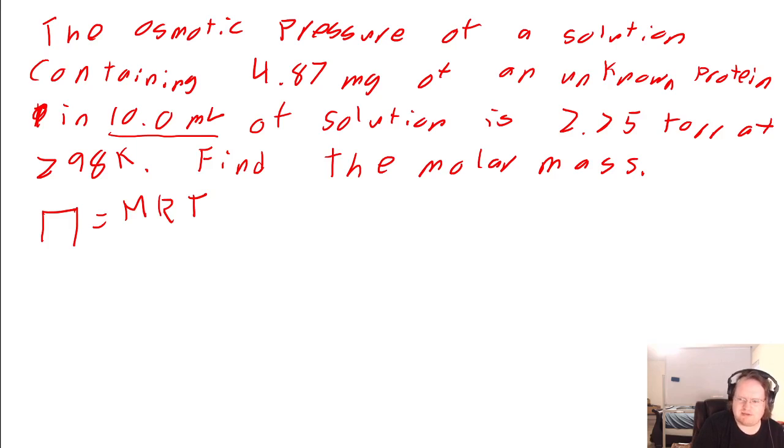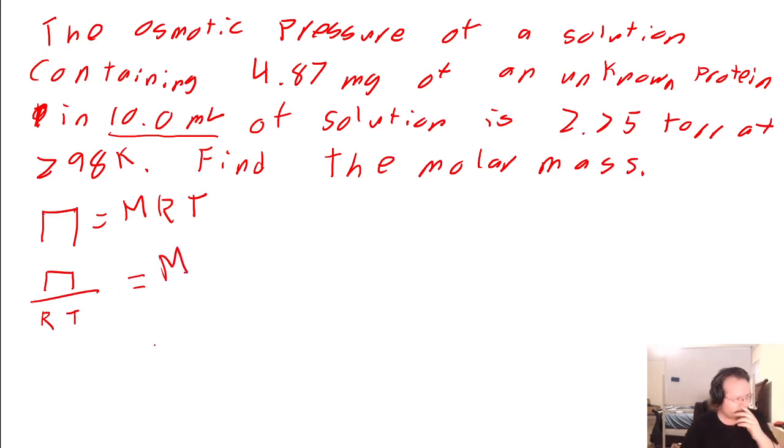So we've got a few steps. Step 1, find molarity. Step 2, find moles. Step 3, find molar mass. Do some conversions in the middle of some of that. So let's find the molarity first. Our equation here, we want to get molarity by itself, so we're going to do osmotic pressure divided by RT equals the molarity. Now the osmotic pressure here is 2.25 torr.